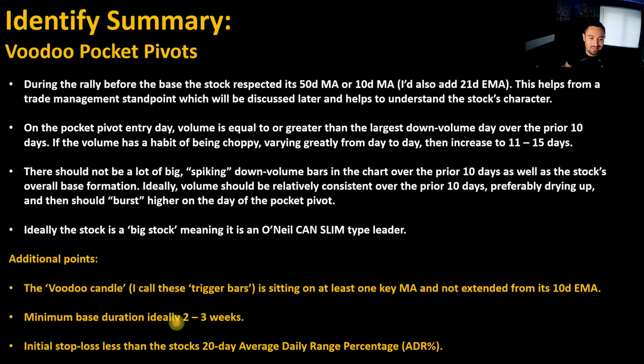Minimum base duration is ideally 2 to 3 weeks. Initial stop loss less than the stock's 20-day average daily range percentage, ADR. This helps me when I'm planning out the trades, keep the risk in check, and it's a good metric. So as I said, in the second half of this video, you're basically going to learn about how I go about implementing this. So if you're not interested in that, don't watch the second half of the video, just watch the first half. Quite simple, isn't it?